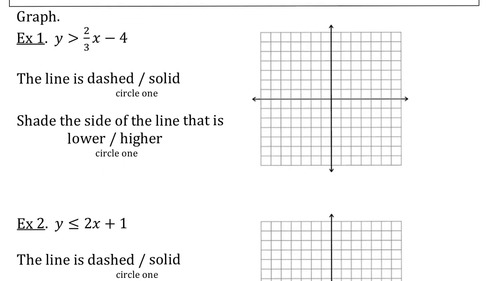Okay, first let's look. There's no equal sign, so it's going to be a dashed line. So let's go ahead and graph the boundary line. Y-intercept's -4. Slope is up 2/3, and it was, what was it, dash? Let's dash.